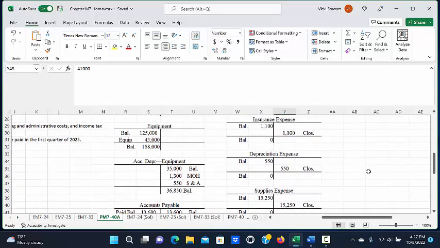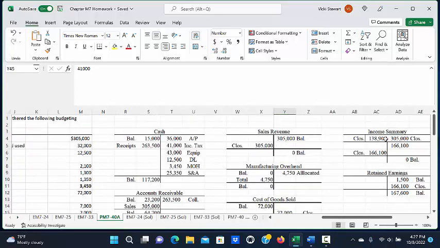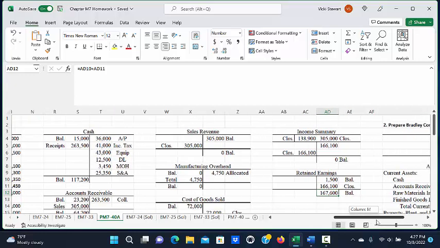So each of these expenses have all been credited, and then the total amount would have been closed to income summary with a debit of $138,900. So if we added all those up, the ending balance in income summary would have been the same as net income, $166,100, and that would have been closed to retained earnings by debiting income summary and crediting retained earnings for $166,100 for an ending balance in retained earnings of $167,600. So that is where all of our balances came from.